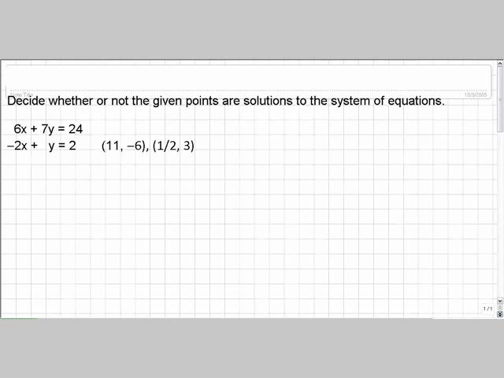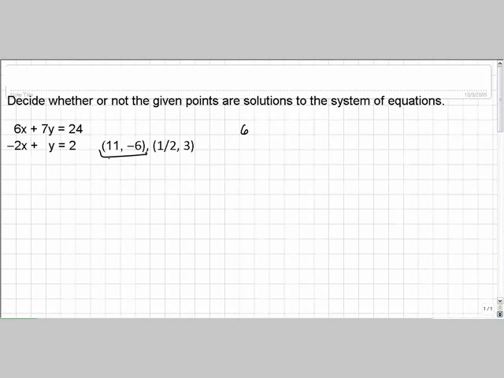Decide whether or not the given points are solutions to the system of equations. In order for a point to be a solution to a system of equations, it must make both equations true. So let's check the point (11, -6) by plugging it into both equations.